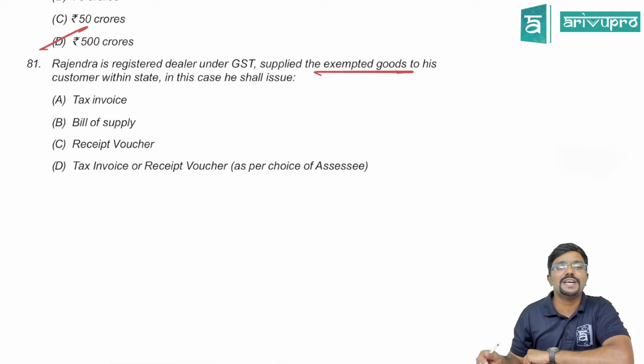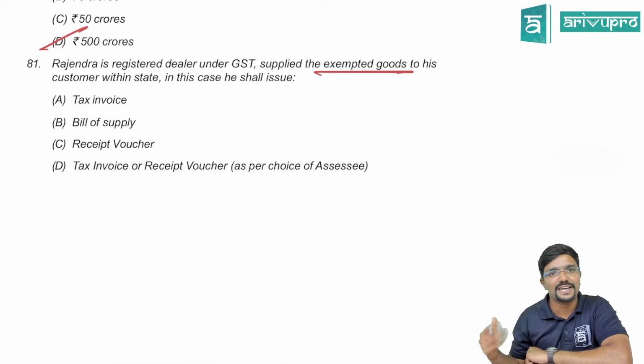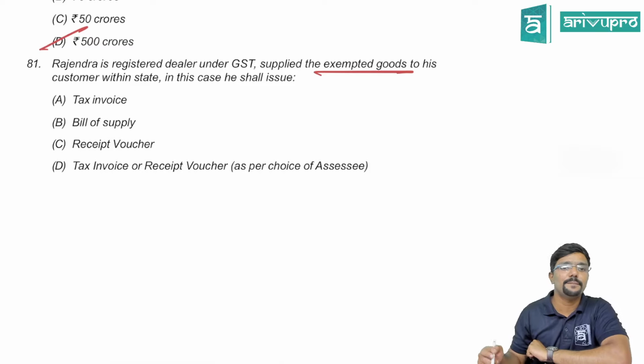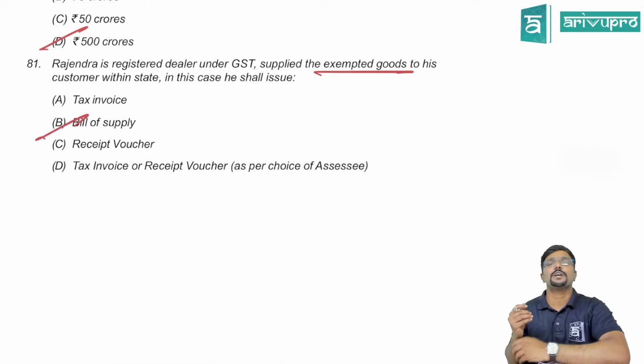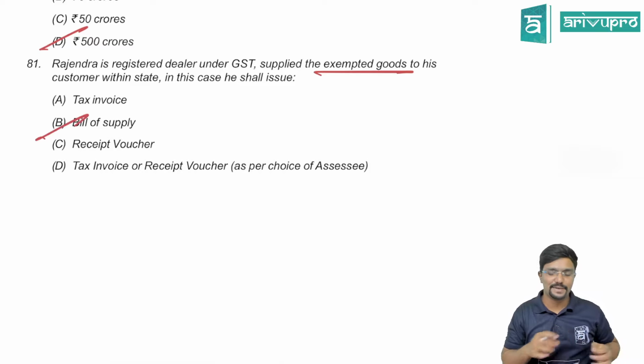In this case, he shall not issue a tax invoice, because he cannot collect tax from the customer. He will issue a document called bill of supply.